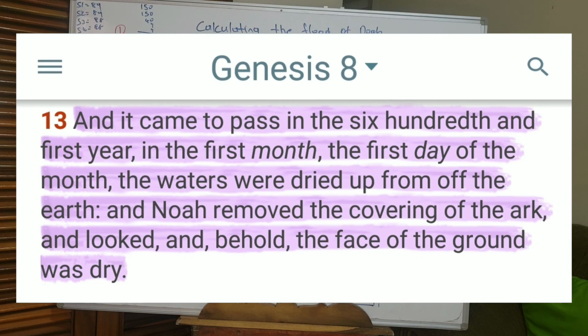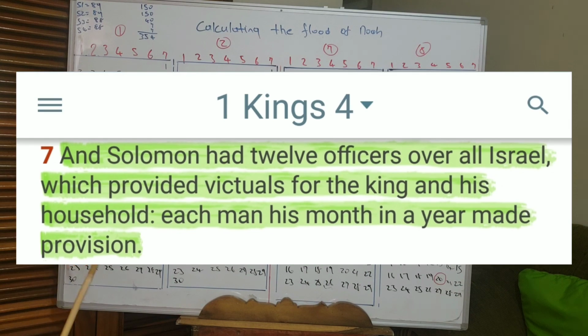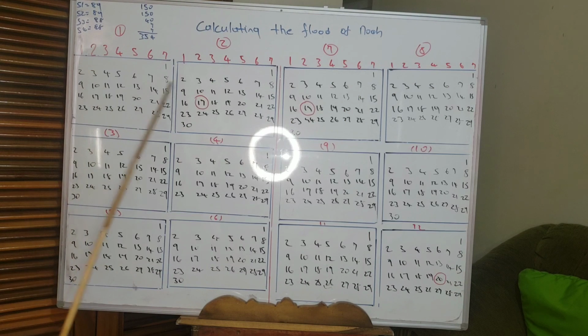It says, and it came to pass in the 601st year. So what is that telling you? It's a completion of a year. This is why in Noah's life it moved from 600 to 601. That's 354 days on a solar lunar calendar.